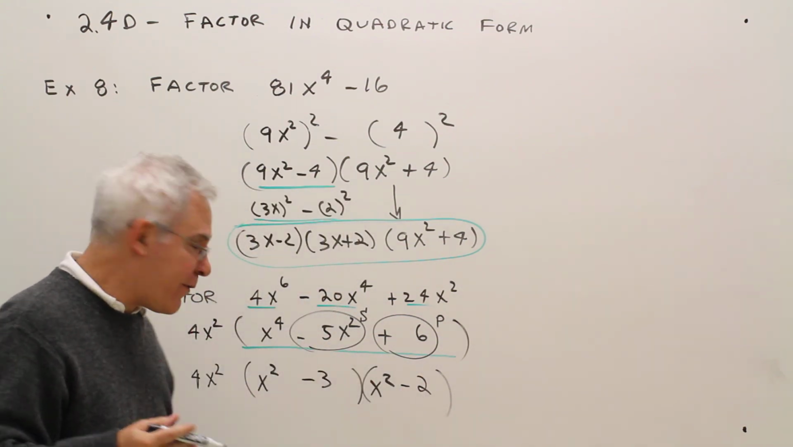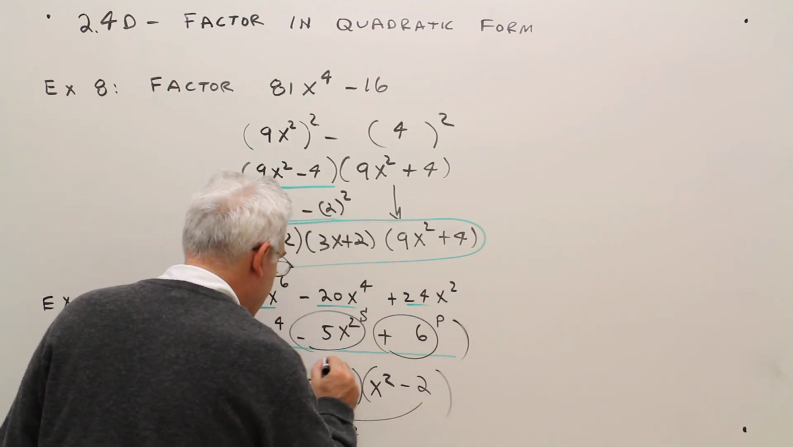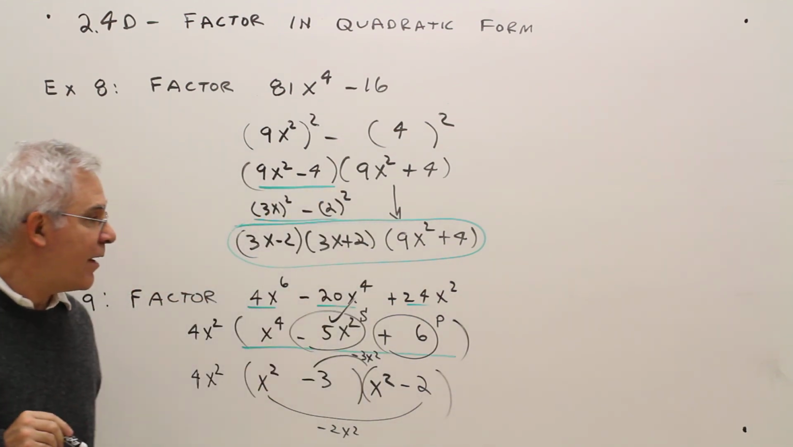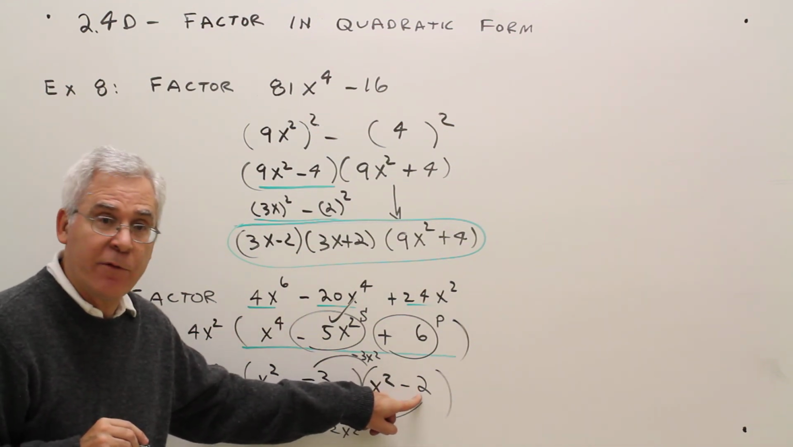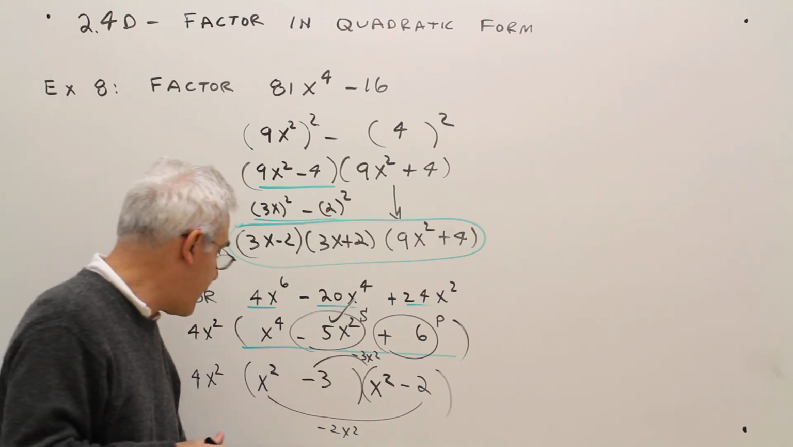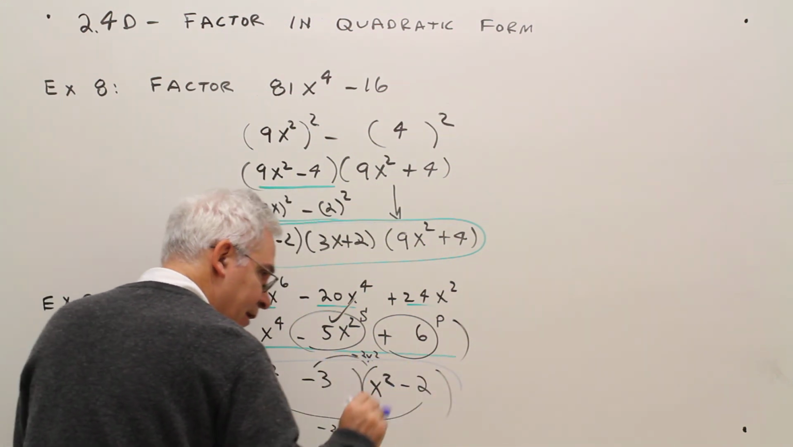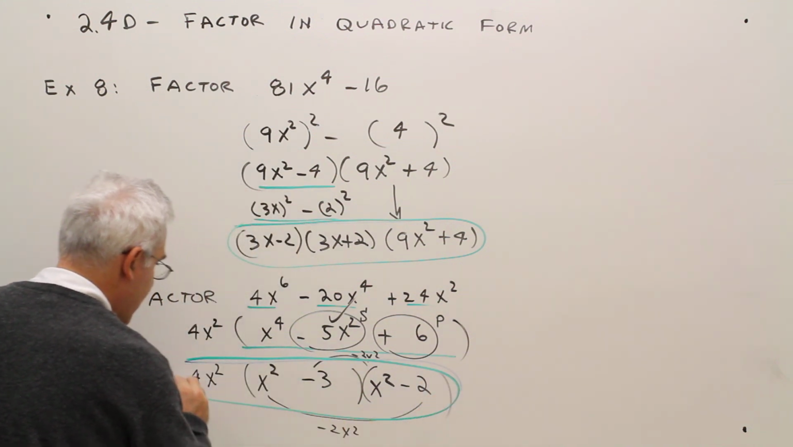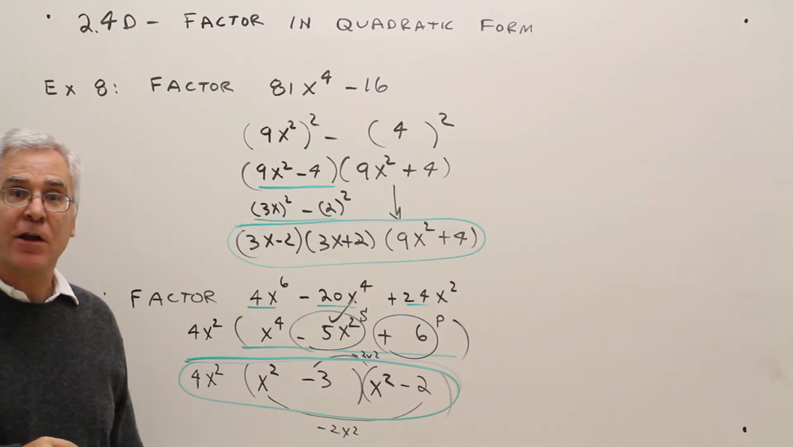If you're kind of unsure of yourself, always do the OI check. So that's minus 2x squared, and that's minus 3x squared. In the check, it sums to minus 5x squared. Can't factor further because 2 is not a perfect square and 3 is not a perfect square. I'm always on the lookout for difference of squares. So the final answer is that entire green circle. And there you have it, how to factor in quadratic form.